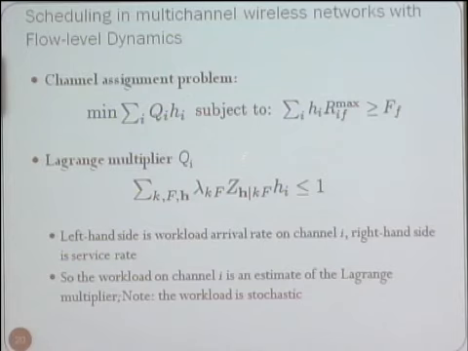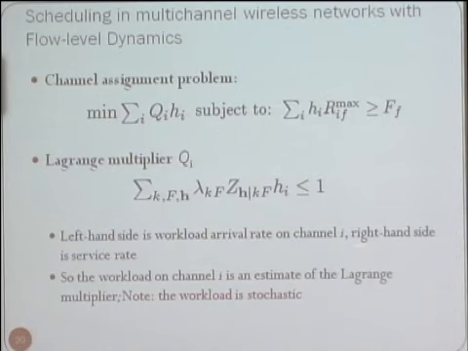So now how do you compute these QIs? These Lagrange multipliers are still unknown to us. If you look at the QIs, the Lagrange multiplier is nothing but the Lagrange multiplier corresponding to this constraint. And this constraint's left-hand side tells you the rate at which workload is arriving to channel I, and the right-hand side, hopefully, if you schedule correctly, would be the rate at which you're draining the workload. So the workload on channel I seems to be a good guess for an estimate of the Lagrange multiplier.